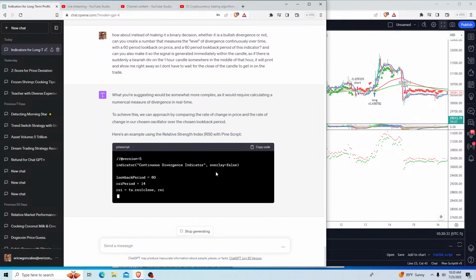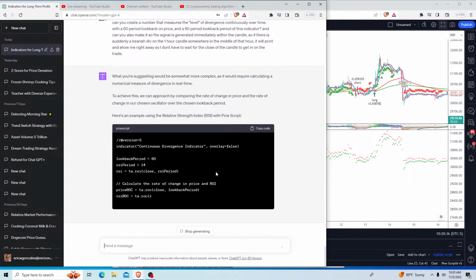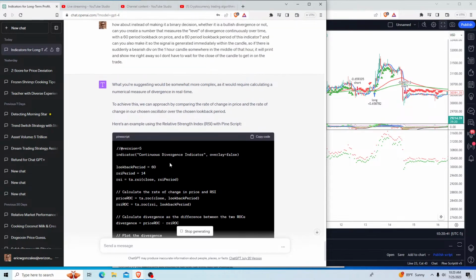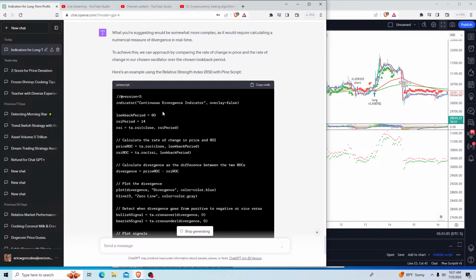Okay, so I was asking it to create a divergence indicator, a continuous divergence indicator. And it's saying it's complex, but I do think it's a little more complicated, but I don't want to use the word complex ever. Compare the rate of change in price and the rate of change in the oscillator. Yeah, the derivative of the price and the derivative of the oscillator, and see if the slopes are different. Exactly.